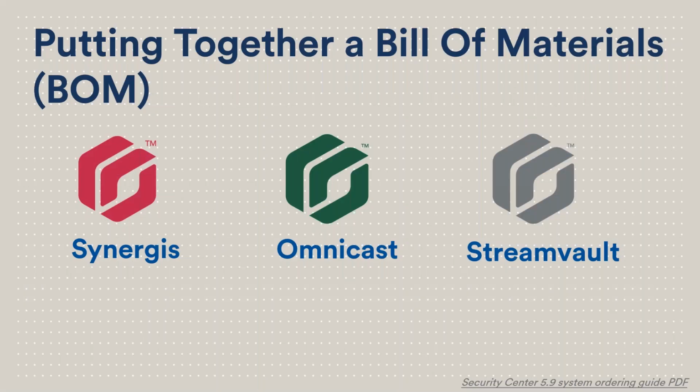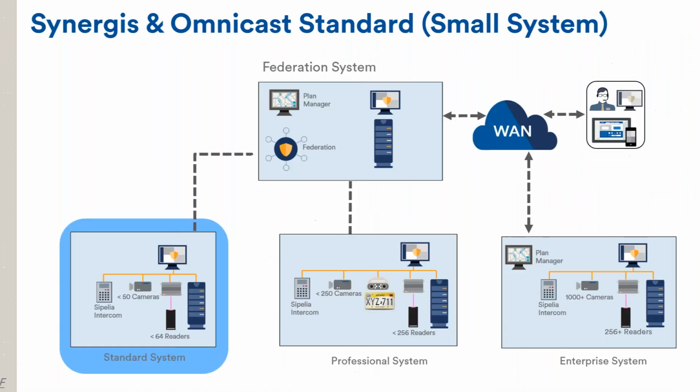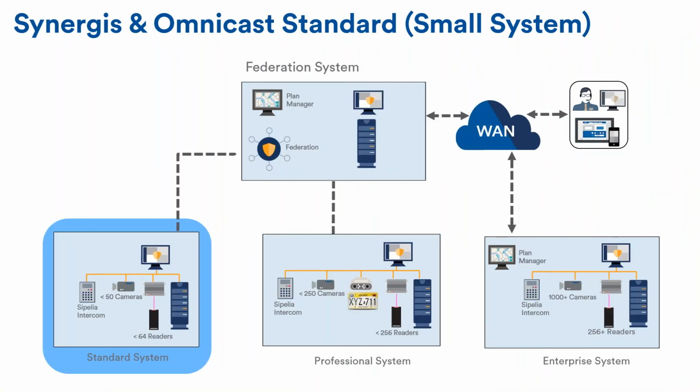So now we're basically going to discuss the information that we've gathered about Synergis, about Omnicast, and about StreamVault on how we would build a bill of materials using that information. So let's take this diagram. We have a standard system, we have a professional system, and we have an enterprise system over here.